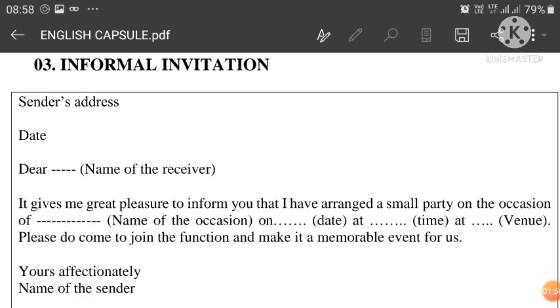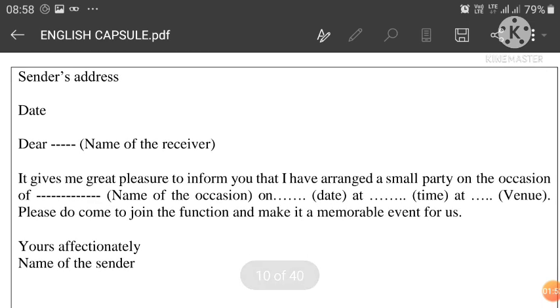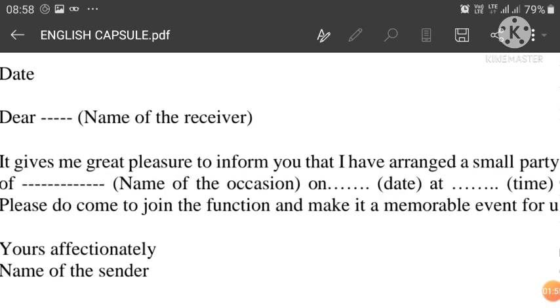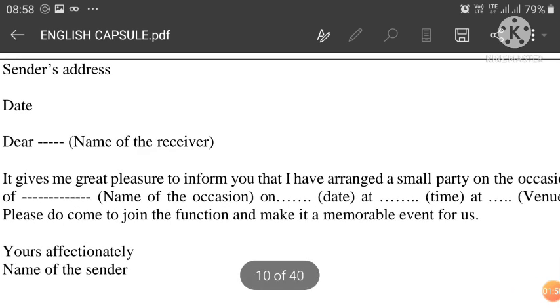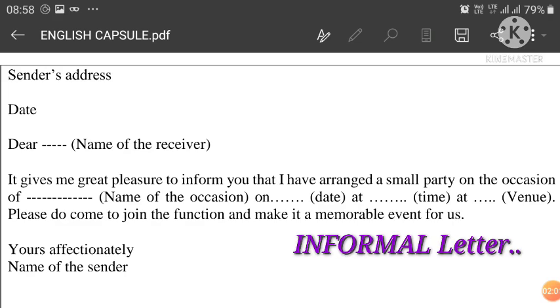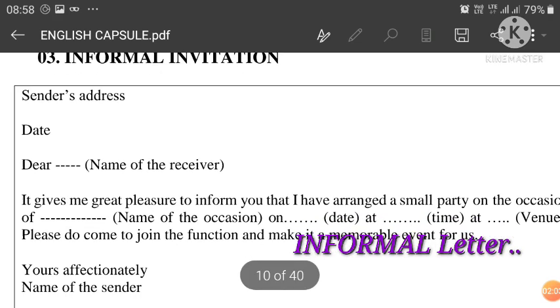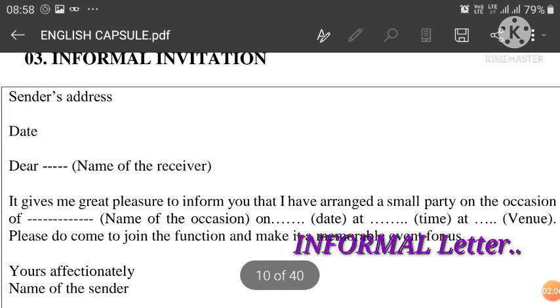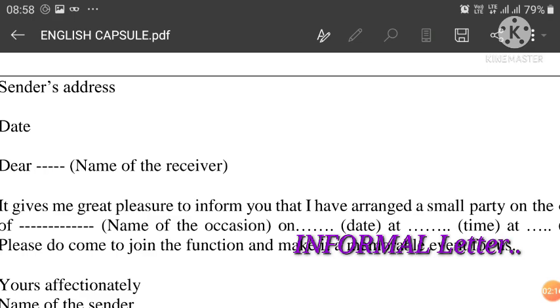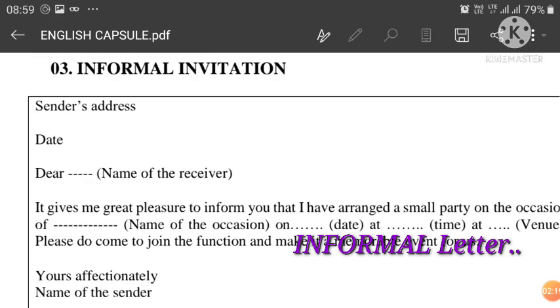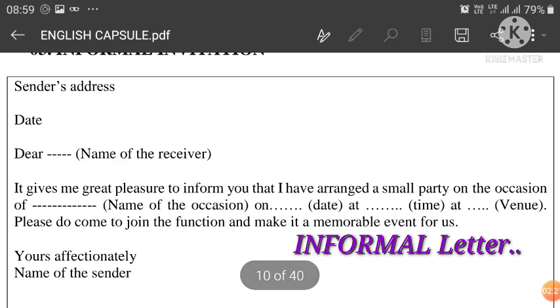Here you can use please do come to join the function. Do you see the last line here? Please do come to join the function. I'll take this letter. Actually, this is the informal invitation in the letter format. Sender's address at the very top. No need to emphasize on that. All of you know that. Leave a line. And yes, let me remind you again, sender's address should be confined within 2 lines. A very brief address. Then leave a space, a line. Write the date.